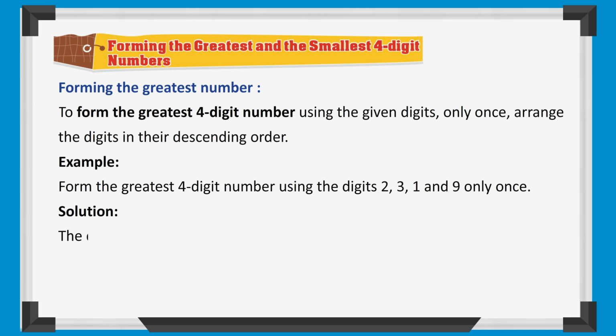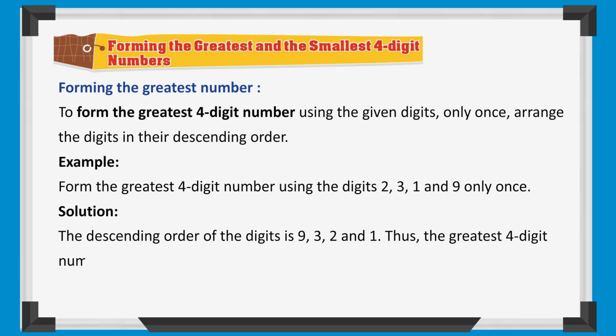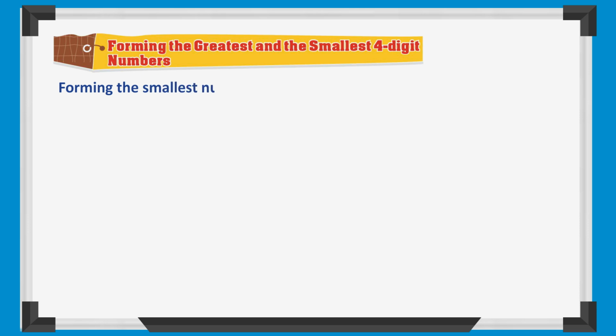Solution: the descending order of the digits is 9, 3, 2 and 1. Thus, the greatest 4-digit number that can be formed from the given digits is 9321. Forming the smallest number.